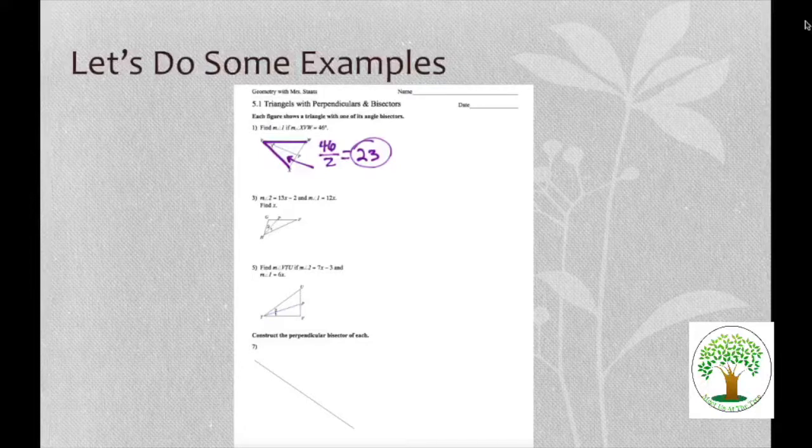Number 3, unless there are any questions on number 1. Now we're going to do this with some algebra. It says the measure of angle 2 is 13x minus 2, and the measure of angle 1 is 12x. How do I make an equation for that? You could add them together and divide by 2, but we need an equation. What do you know if it cuts it in half? What do you know about each piece? They're congruent. So I could make 13x minus 2 equal to 12x.